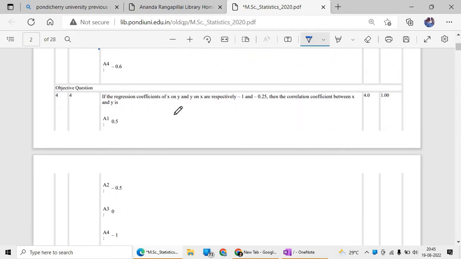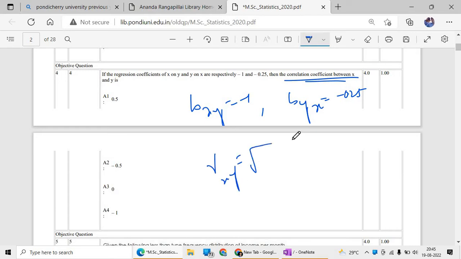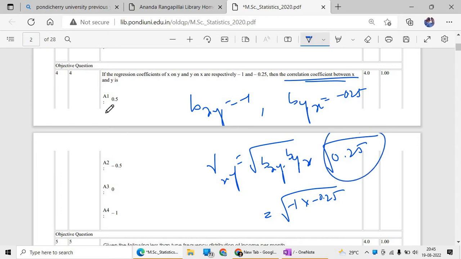Similarly, the regression coefficients are bxy equal to minus 1 and byx equal to minus 0.25. Then find the correlation coefficient. What is the formula for rxy? Square root of bxy into byx. So just take the square root here, minus 1 into minus 0.25. When you multiply, you will get 0.25. So the square root of 0.25 is 0.5. So option A is the correct answer.